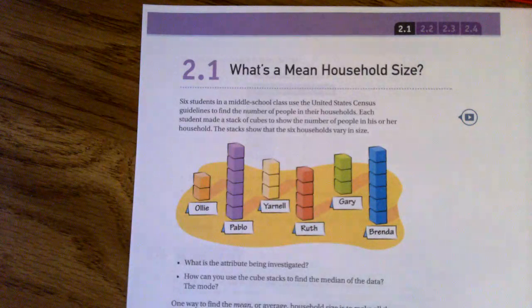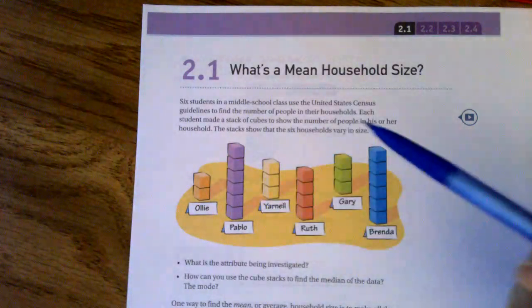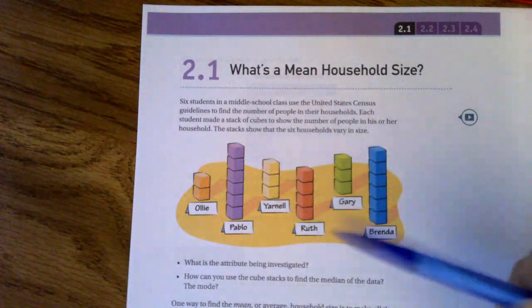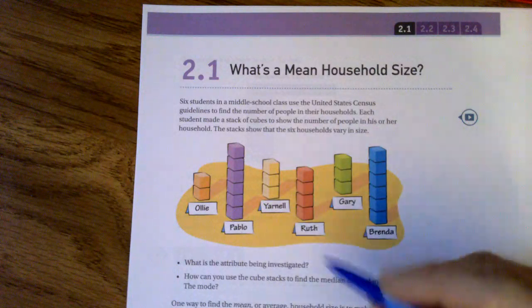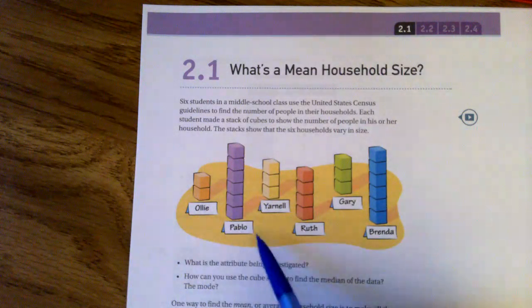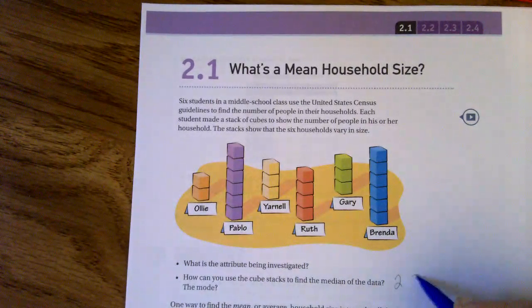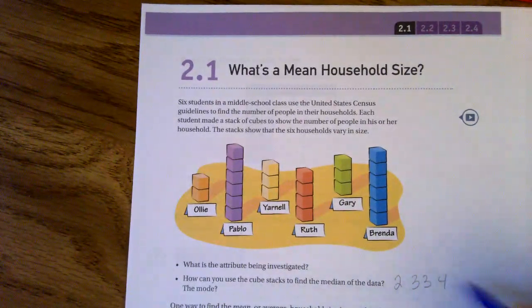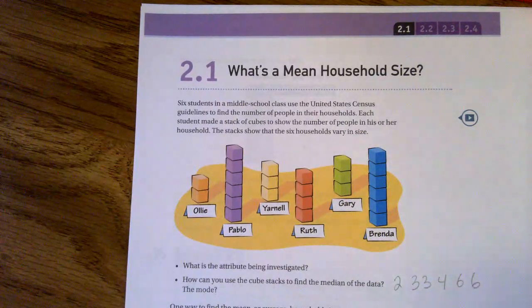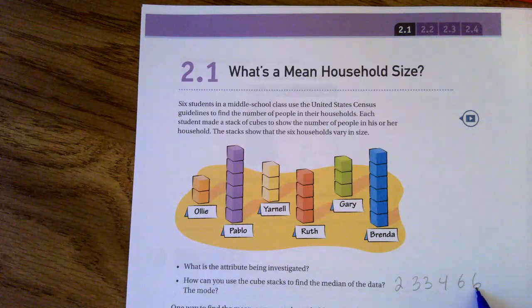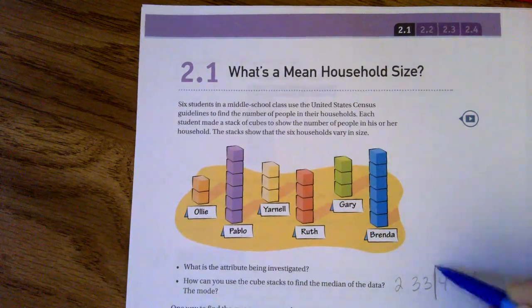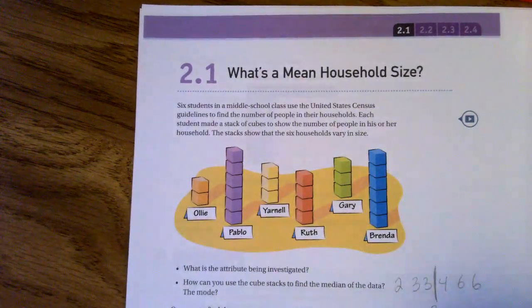Again, we're trying to think how we can find the median. So what would be our first thing for the median? You're not going to write, I'm just going to write this out. Remember, we have to put them in order by size, right? So I have a family of 2, family of 3, 3, 4, 6, 6. Now remember, we have 1, 2, 3, 4, 5, 6 pieces of data. So therefore, half of 6 is 3. So it's going to be between my 3rd and 4th piece of data, which is 3.5.